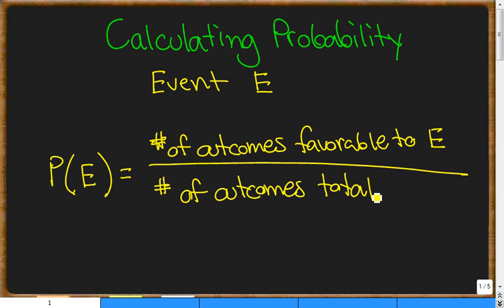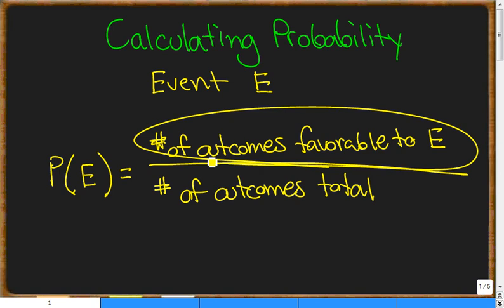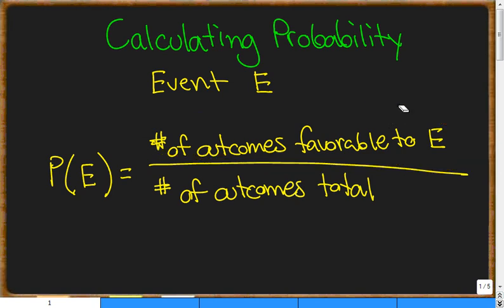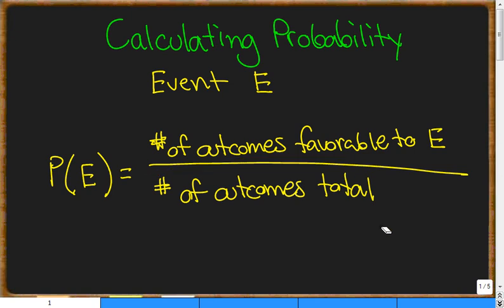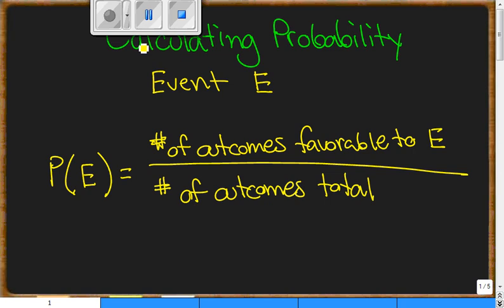So look at an instance where you're talking about, let's say, getting a heads, right? When you're flipping a coin, well, the only outcome that's favorable to getting a heads is to get a head. And the number of outcomes total are going to be 2. So you would get 1/2. That's why a 50% likelihood is what you're going to get.